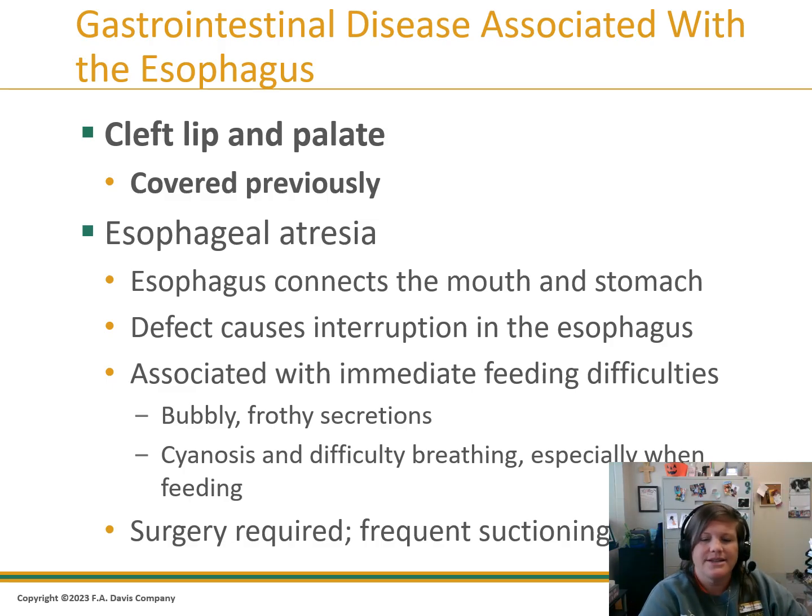So with this, the patient is going to have feeding difficulties immediately. This is another congenital condition, so this is present from birth for this baby. It may not have been visible in ultrasounds, but it already was present when the baby was being developed. The manifestations include bubbly, frothy secretions, difficulty breathing, especially when they try to eat, and consequently cyanosis.